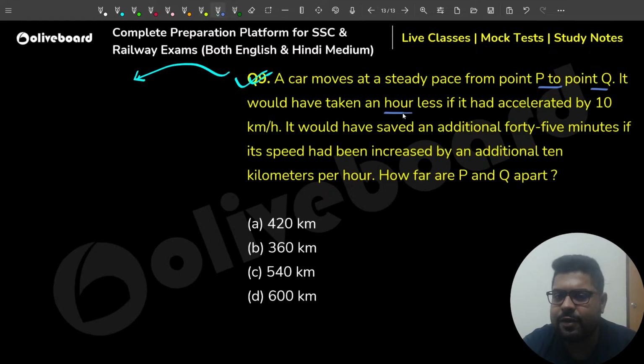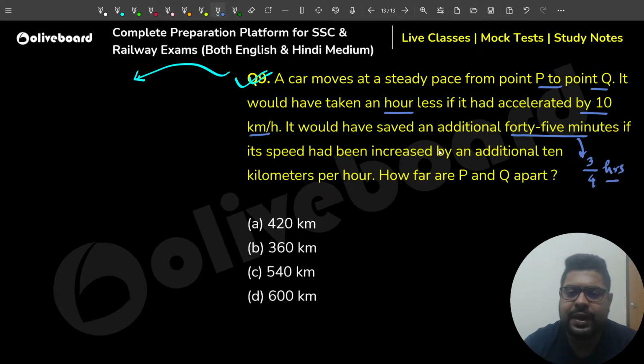It would have taken 1 hour less if it accelerated by 10 kilometers per hour. And it would have saved an additional 45 minutes, meaning 3/4 of an hour, if it increased an additional 10 kilometers per hour. What is the distance between?